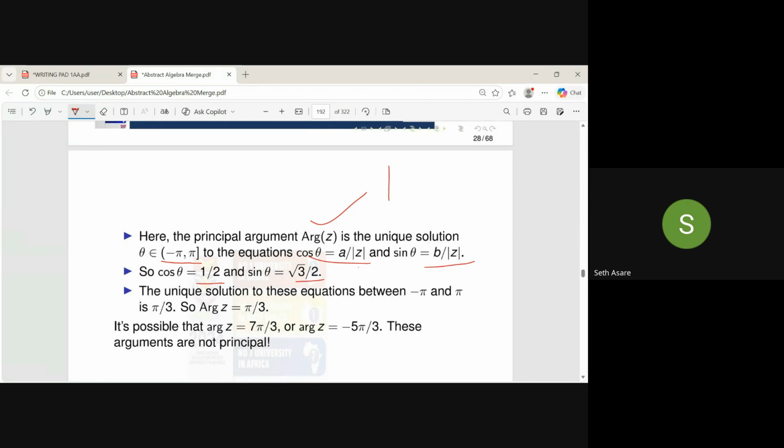Now I want us to point this one. Find theta for me. If cos theta is equal to 1 over 2, what will be theta? Find the cos inverse. Any answer? 60 degrees. Okay, 60 degrees. Good.